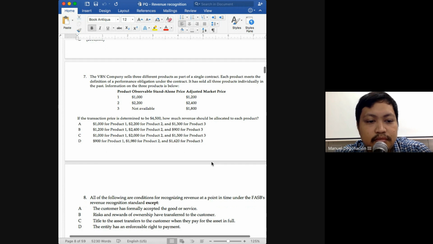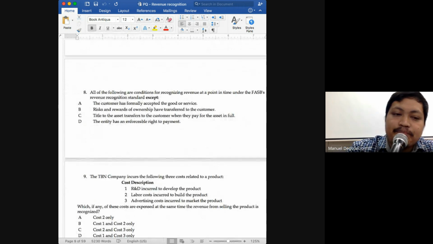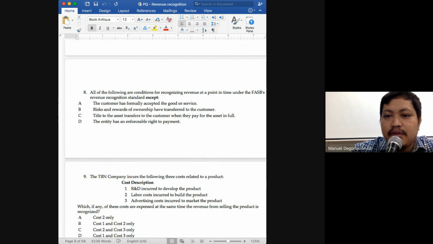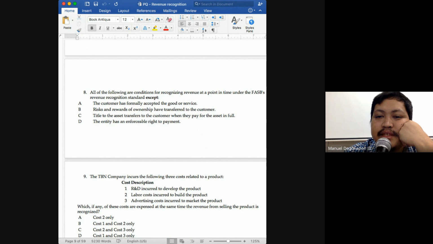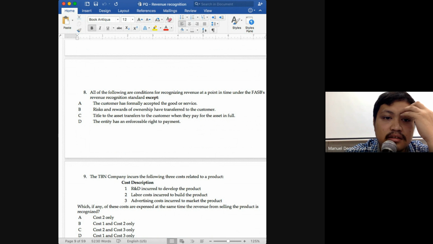Number 8. All of the following are conditions for recognizing revenue at a point in time under the FASB's revenue recognition standard, except: letter A, the customer has formally accepted the goods or service. That's one. Risks and rewards of ownership have transferred to the customer. Yes. Title to the asset transfers to the customer when they pay for the asset in full.